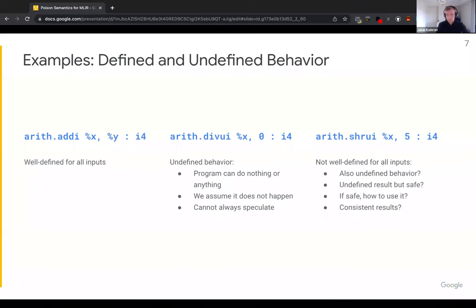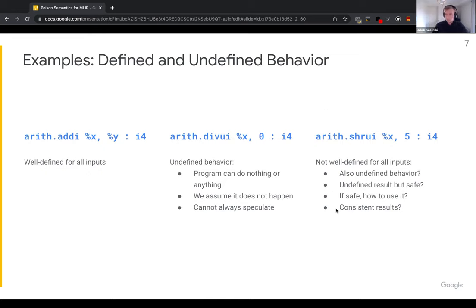I think in general, when you think about simple low-level ops, they can fall into 3 buckets. We have ops with well-defined results for all inputs. For example, we can define addition as the mathematical addition modulo 2 to the bit width. We have ops with very well-known undefined behavior, for example, division by 0. This is something that we generally assume doesn't happen. And if it actually happens at runtime, there are no guarantees that anything will happen at all. So for example, if we were to speculate, to introduce some new divisions or to move divisions around, we generally have to be careful so that, as we transform the program or as we do lowering, we don't accidentally introduce division by 0.